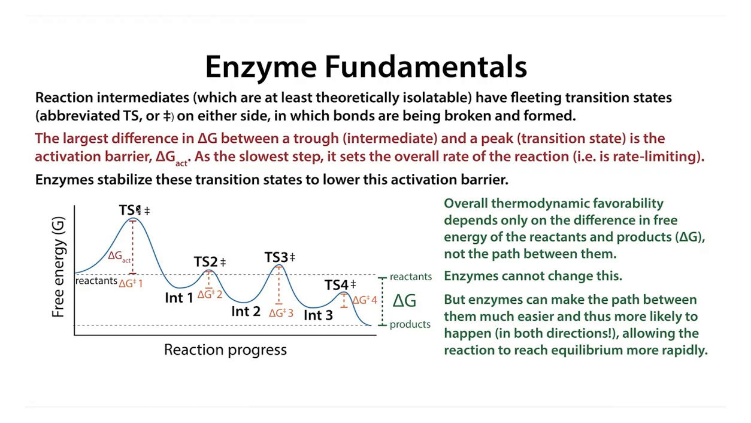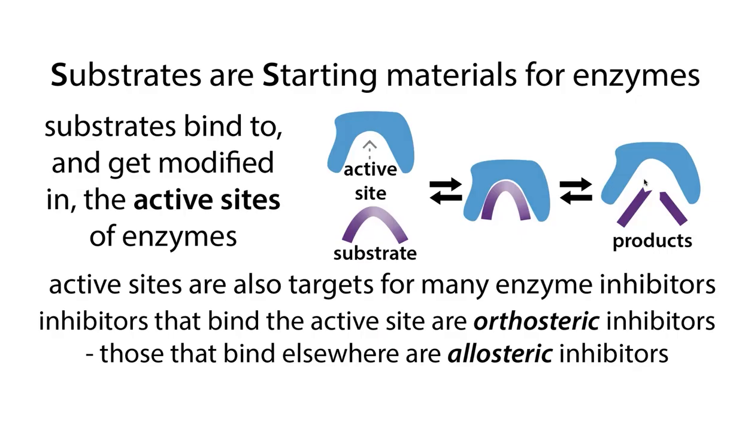But that can only happen if it's actually picking up a substrate and if it doesn't have something bound elsewhere that is going to be preventing it from converting that substrate into product. So in the active site, that is where your substrate is going to bind, and that is where some of our inhibitors are going to bind. So that would be our competitive inhibitor and our irreversible inhibitors typically. They bind in that active site, and they typically mimic the substrate. So they're typically going to look like the substrate.